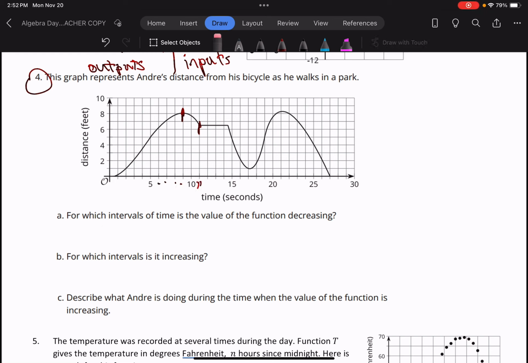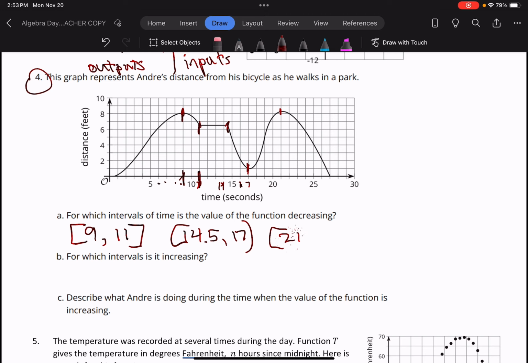All right. And then actually, let me go ahead and write this in interval notation. So from 9 to 11, it is decreasing. And then again from here, which would be 14 and a half maybe, to 15, 16, 17. And then again from this point, so that's 21, to 26, 27.